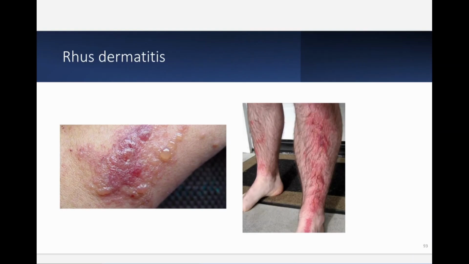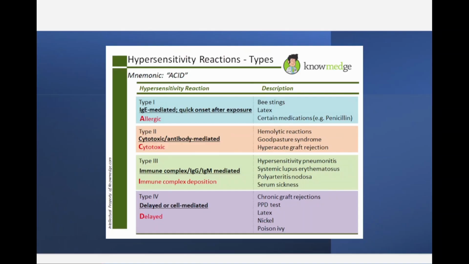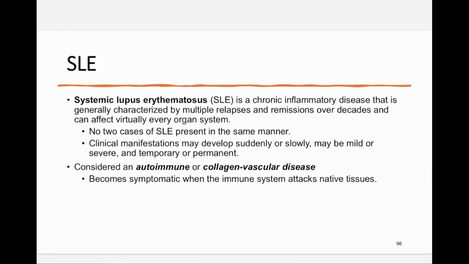So here's some examples. Rust dermatitis, okay? Poison ivy, that might be due to poison ivy as well. So here's your hypersensitivity reaction mnemonic, ACID, which puts the whole thing together and gives some examples of what causes those reactions. So this is a good summary slide. Last little bit is just on some selected diseases, and we'll be done with our first lecture.